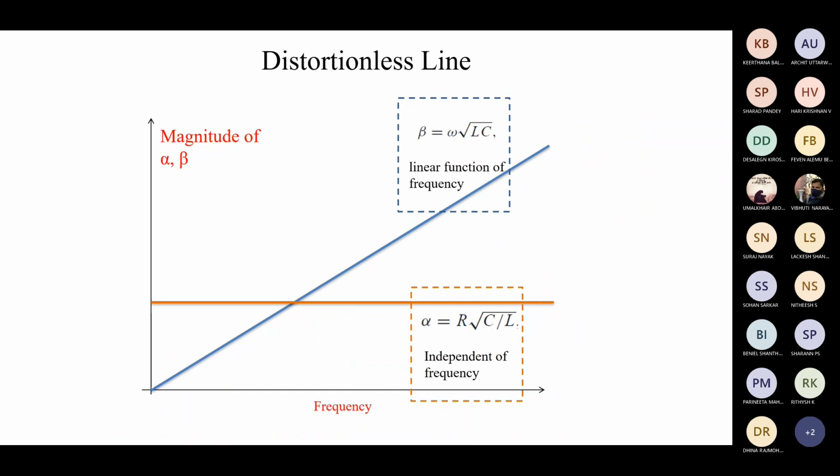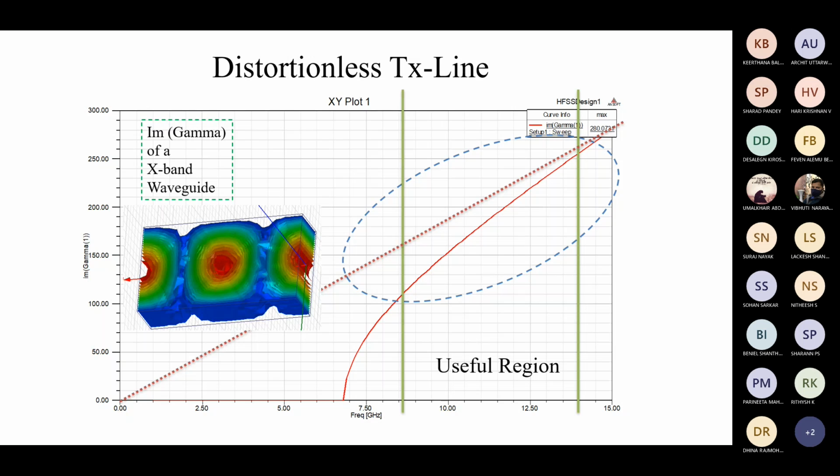And if you calculate the alpha and beta for any transmission line, if this behavior is like this, it is very much useful. For instance, if you take a rectangular waveguide, it has linearity of gamma, that is the phase beta. This beta is linear here. So this is what we expect, and only here can it be used as a transmission line. Here it cannot propagate, and after that it will start to saturate. So here also linearity can be maintained. This is what we call the useful region.